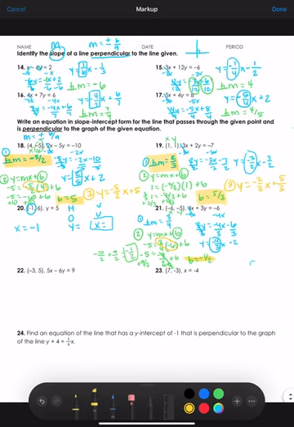So b is negative 1/2. m is 3 over 4. When I plug those in, I get to my equation, I get y equals 3/4 x minus 1/2. Okay, next one. I need to find the slope of this line by getting it in slope-intercept form.